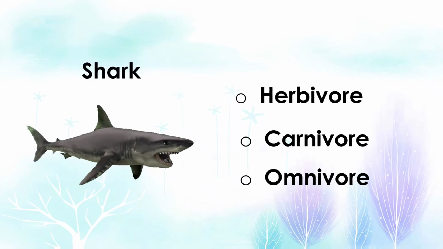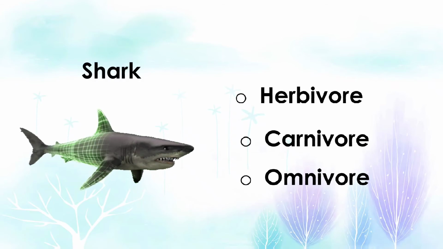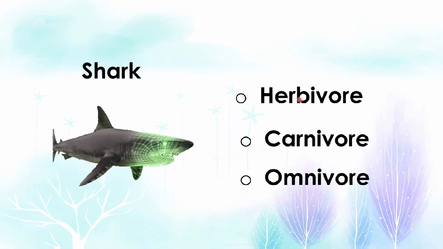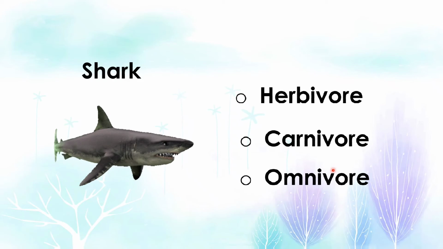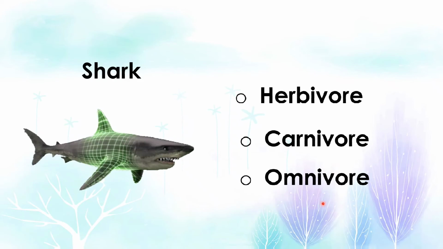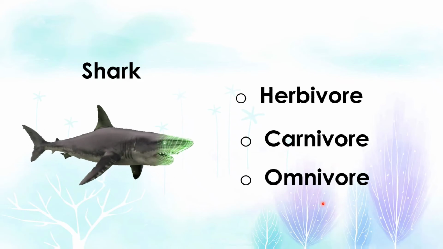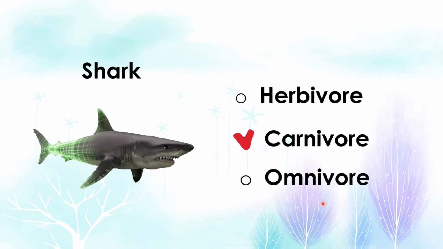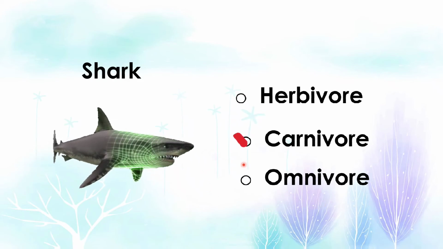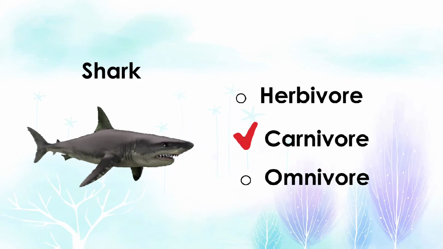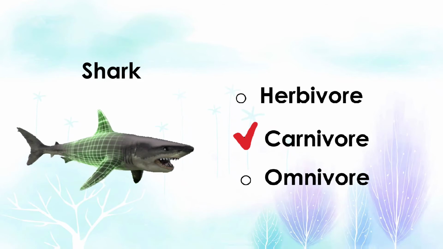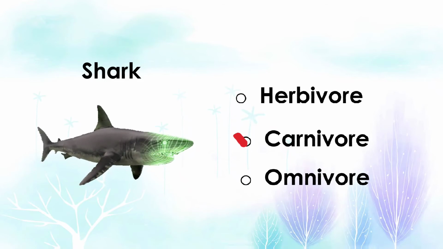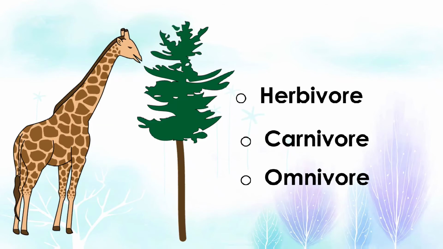How about this one? Are you familiar with shark? What do you think shark is? Is that herbivore, carnivore, or omnivore? What do you think? Alright, so shark is considered a carnivore. They eat other animals, small fish.